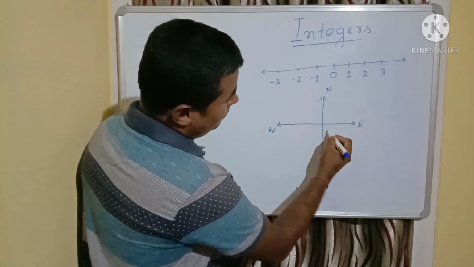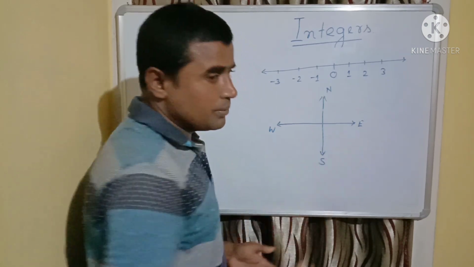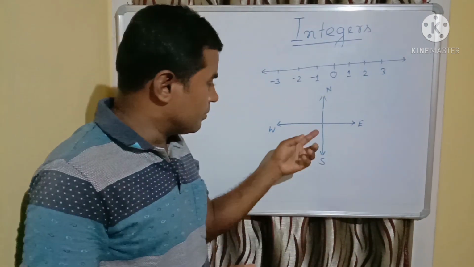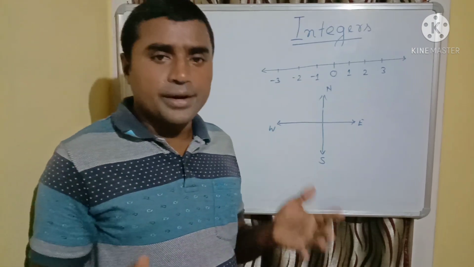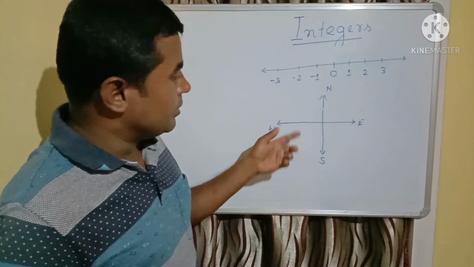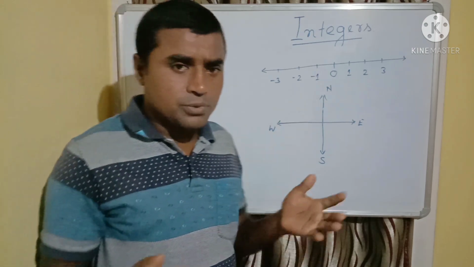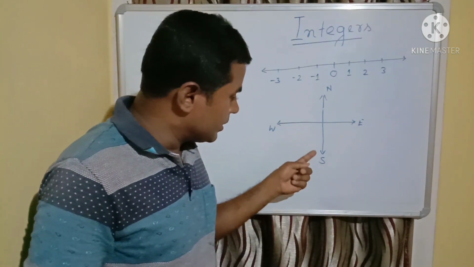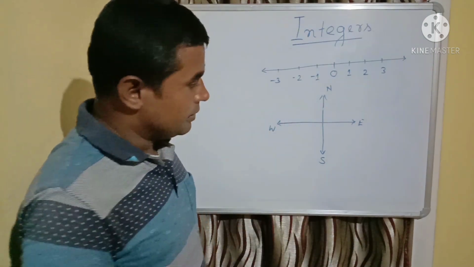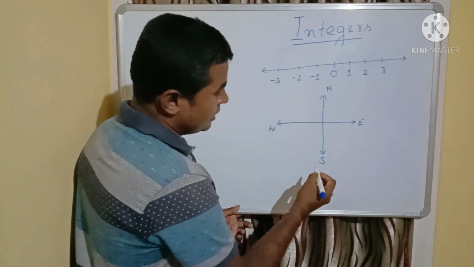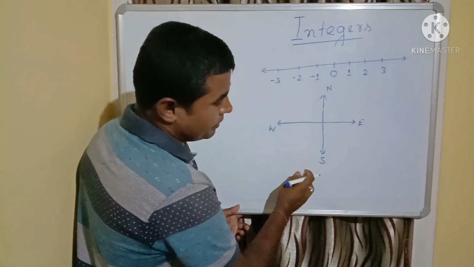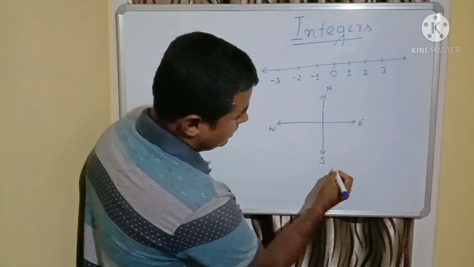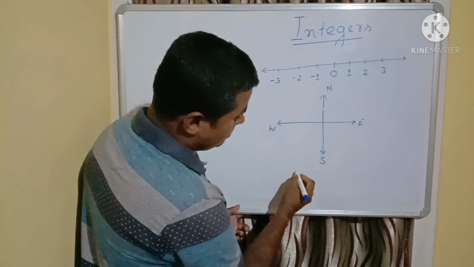Suppose if we move toward the east, if we take that as positive, then movement toward the west is negative. Similarly, if movement toward the north is positive, then movement toward the south is negative. That means, say, movement of east 5 steps.